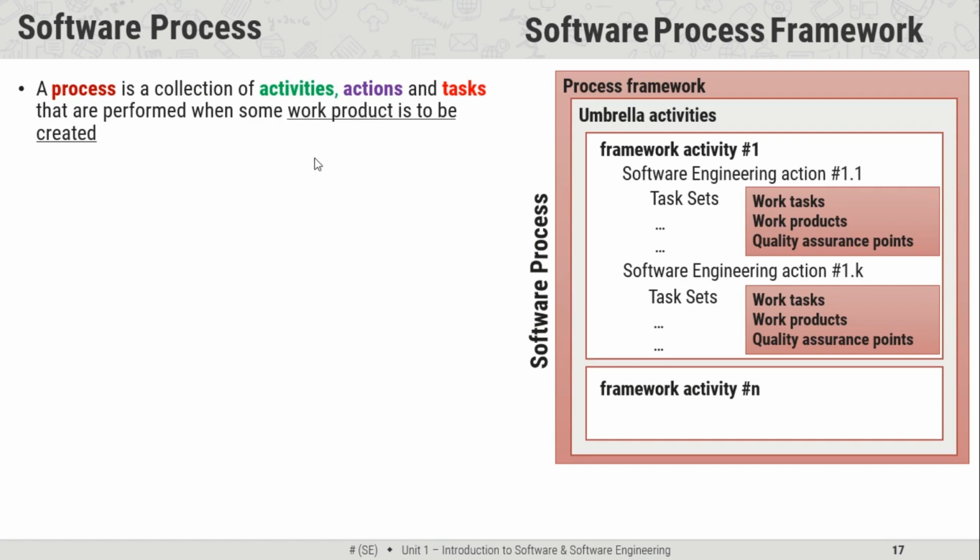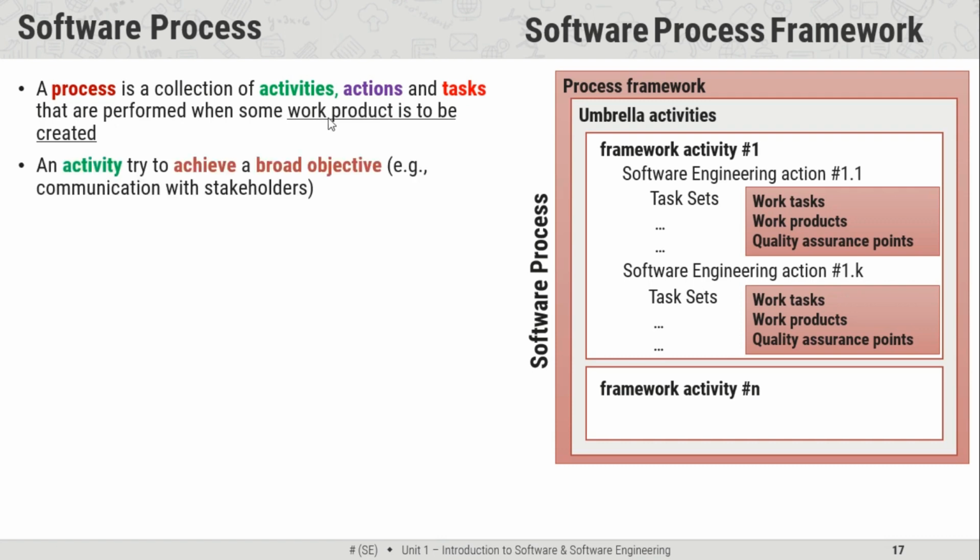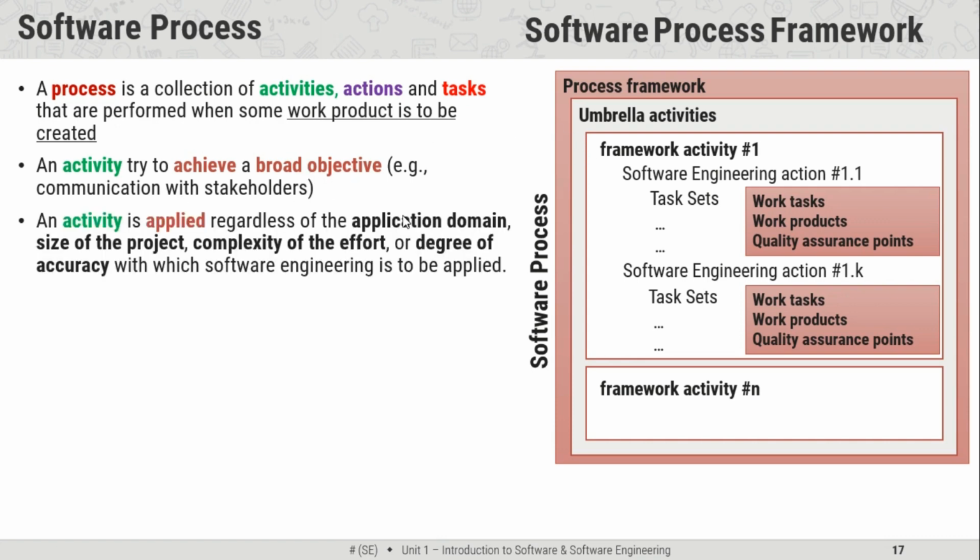We might say that activities and actions seem like they are the same. No, they are different; their purpose is different. Activities try to achieve a broad objective, and this broad objective can be communication with stakeholders. These objectives are applied regardless of the application domain, size of the project, complexity of effort, or degree of accuracy with which software engineering is to be applied.